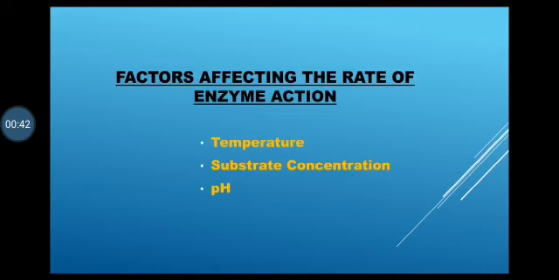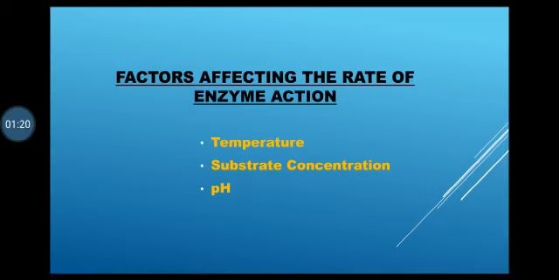Our today's topic is very important and very interesting, that is on factors affecting the rate of enzyme action. Every enzyme works in its specific environment, and each enzyme has different factors that can affect its activity. These factors may change the chemistry of the enzyme or they may change the shape of the enzyme, and in both cases the enzymatic activity will be affected.